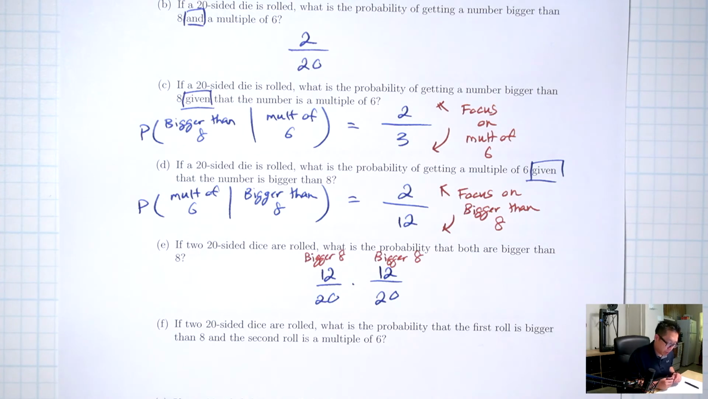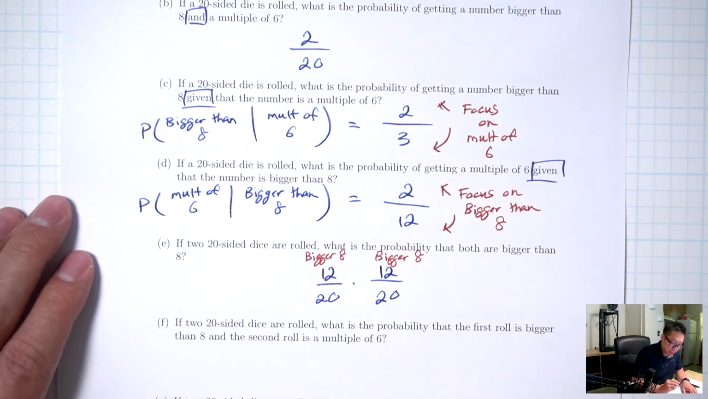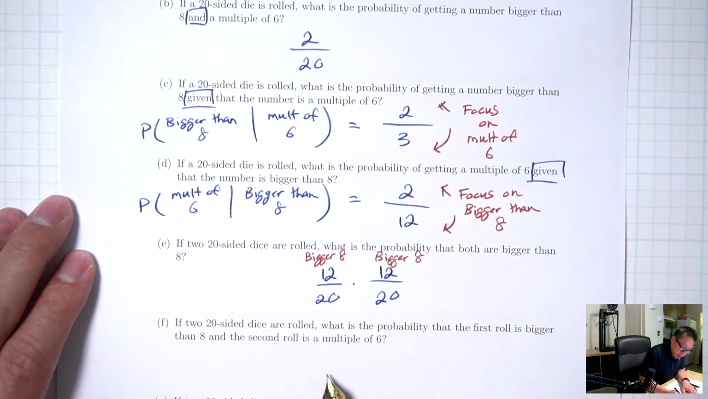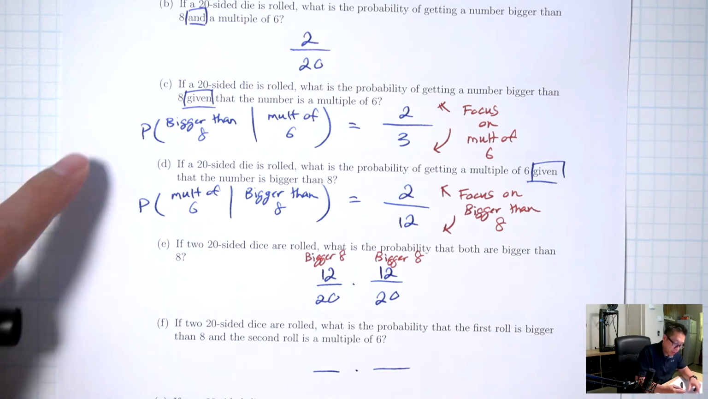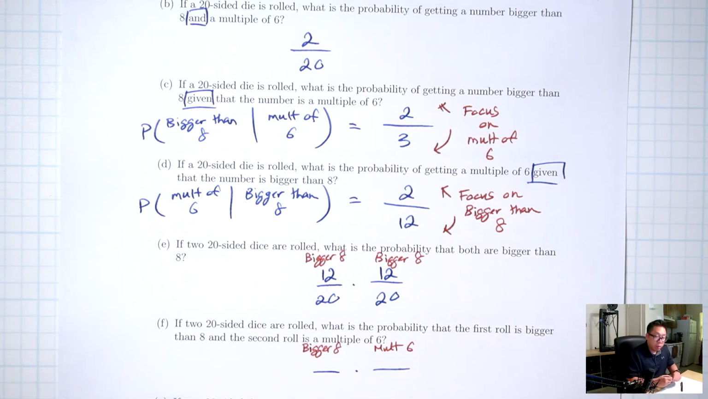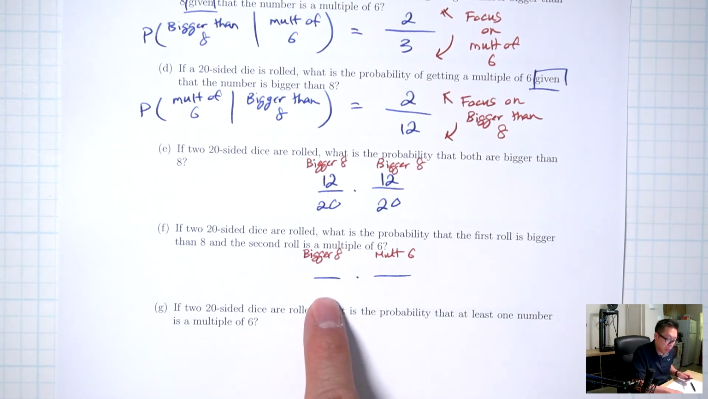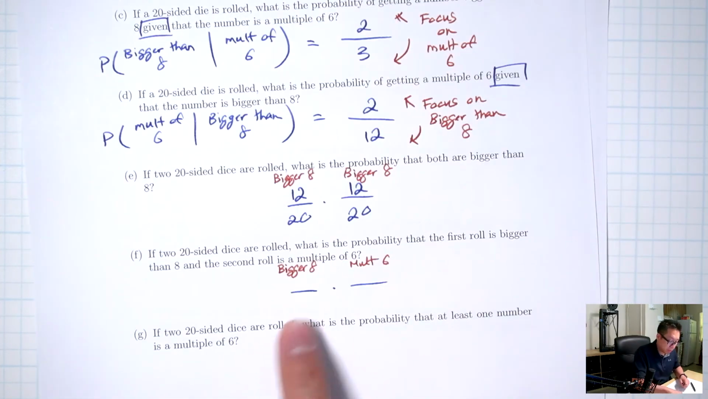Part F. If two 20-sided dice are rolled, what's the probability that the first roll is bigger than 8 and the second roll is a multiple of 6? 2 dice again, that's 2 fractions. First one I want to be bigger than 8. Second one, multiple of 6. First fraction, the bottom is going to be everything. So the total, how many numbers are there total? There's 20.